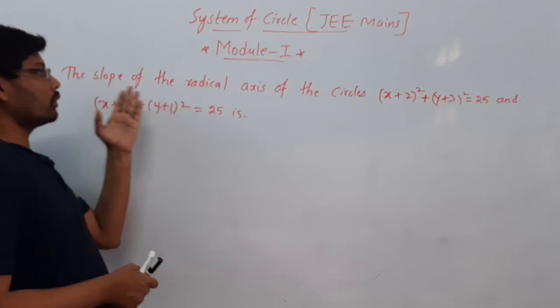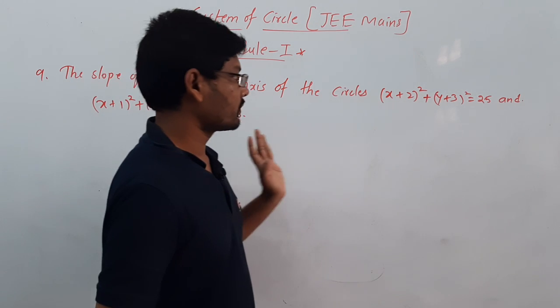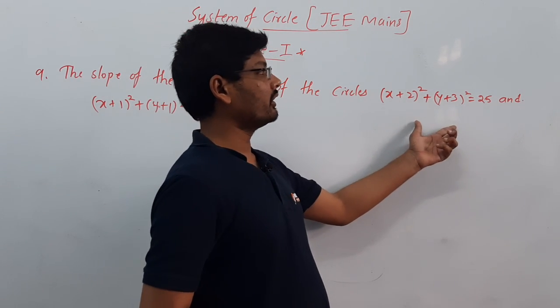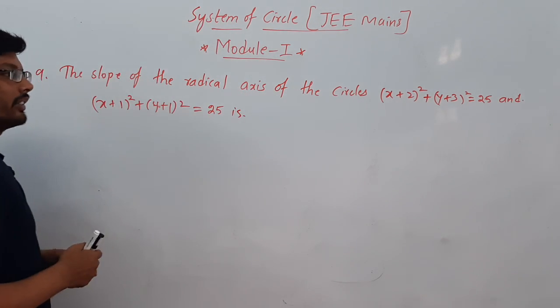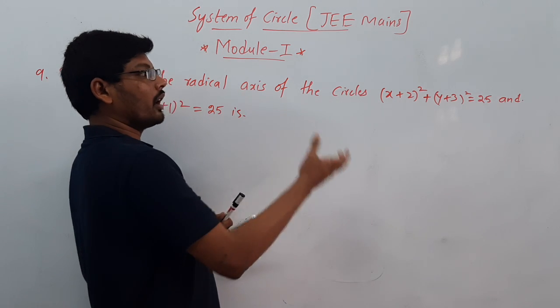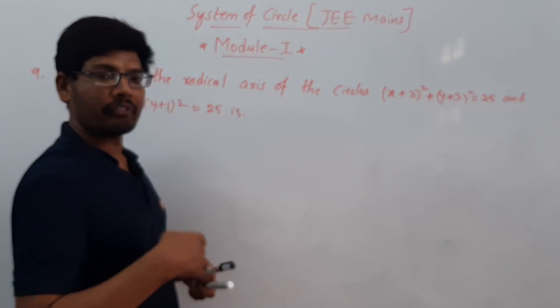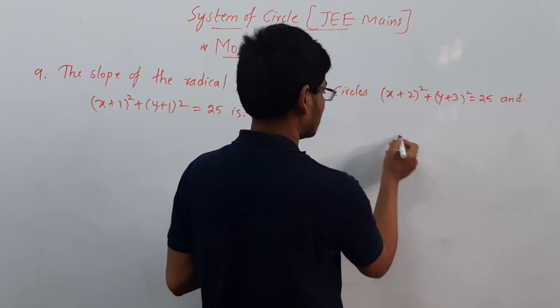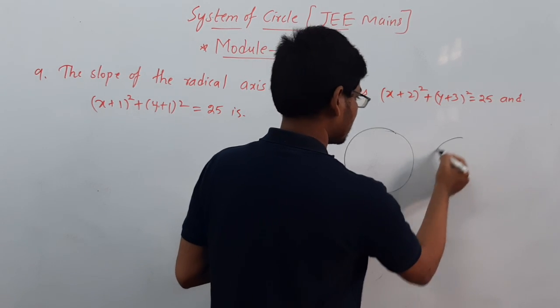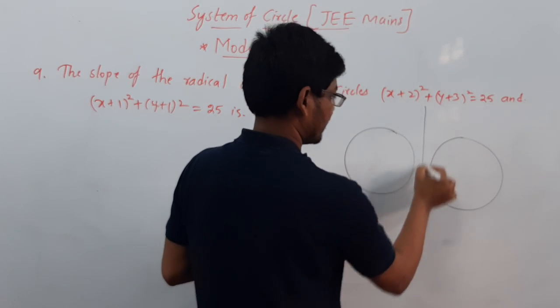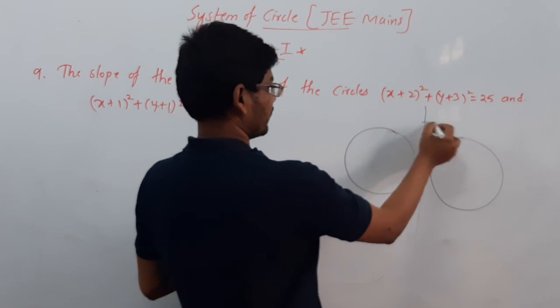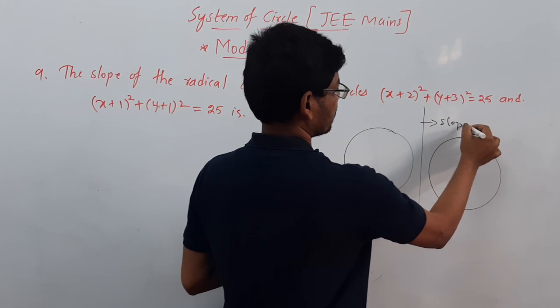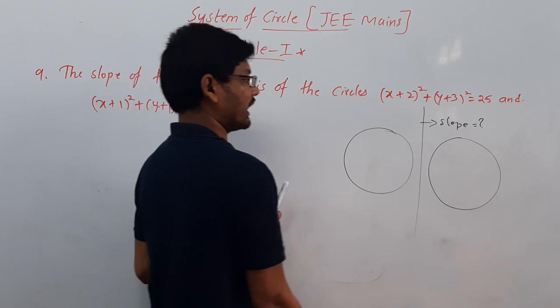He has given the slope of the radical axis for these two circles, and we want to find it. So for that, the radical axis slope is required. This is the question here. So I am taking two circles, this is one circle and this is one more circle. This is the radical axis. The slope of this line is the question mark.